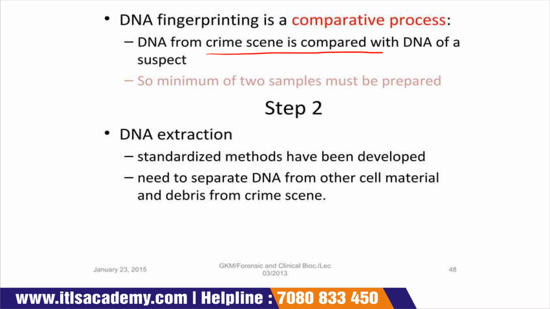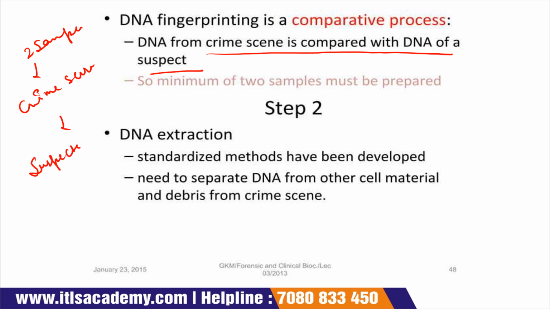Now, DNA fingerprinting is a comparative process. DNA from a crime scene is compared with the DNA of a suspect. So we need at least a minimum of two samples: one from the crime scene and one from the suspect. Then after that, we compare these DNA sequences, and after that we take action.